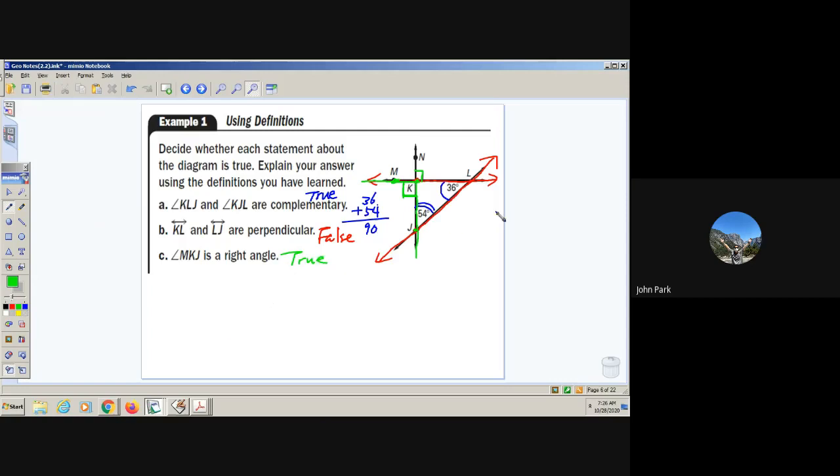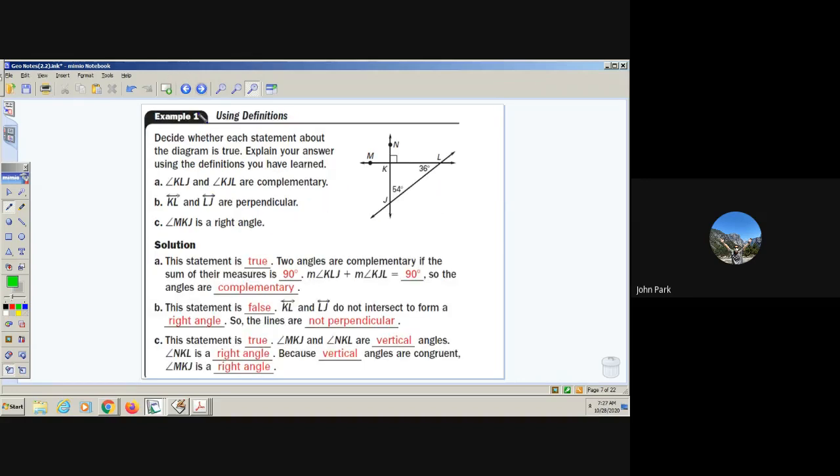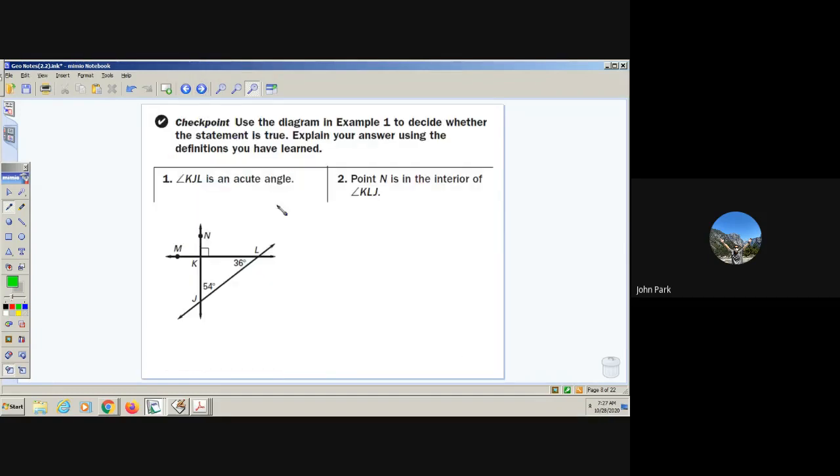So you could tell by the picture whether a particular statement is true or false. That should be easy to tell. Those are the answers and the explanations we just went over. Here are a couple more examples we can do. This one says angle KJL is an acute angle. Acute means less than 90 degrees. Angle K is right here, J is right here, L is right here, so KJL is this angle, which is 54 degrees.